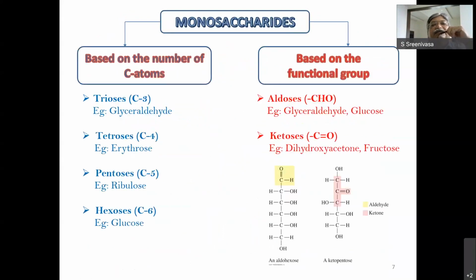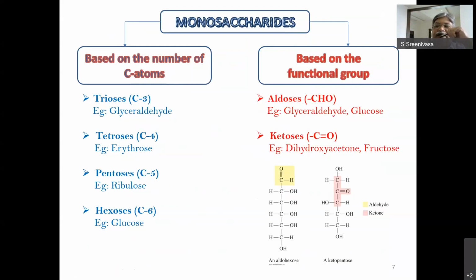Monosaccharides can be further classified as trioses, tetroses, pentoses, and hexoses, based on the number of carbon atoms. Another classification is based on the functional group. You can have either an aldehyde group or a keto group in the molecule. If a sugar has an aldehyde group, we call it an aldose; the suffix -ose will be there at the end of the sugar. If it is a ketone, it is called a ketose.